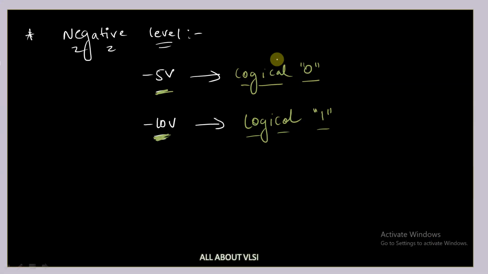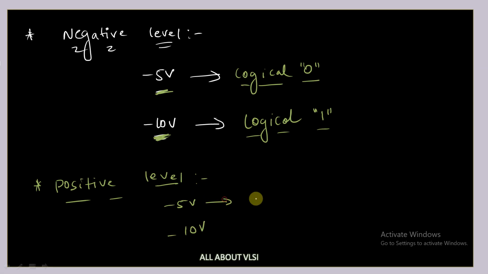Now if we want to represent the same thing at the positive level, what will be the logic levels? Reverse. So if we want to represent minus 5 volts and minus 10 volts, then this will be represented with logical 1, and this will be represented with logical 0.